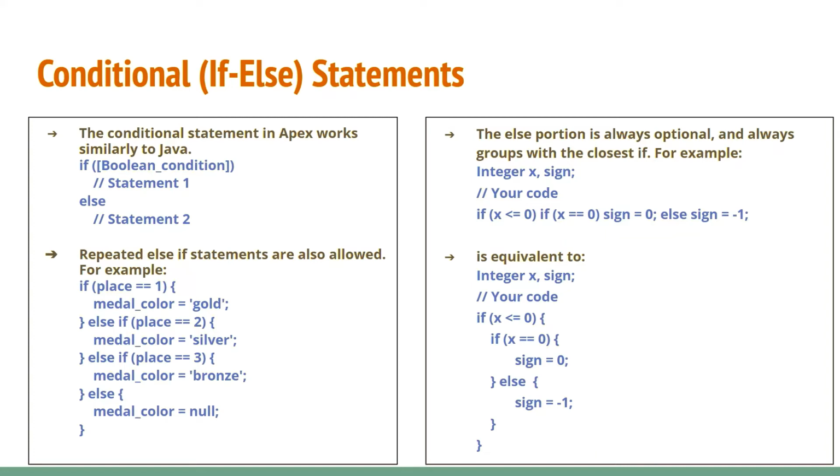The else portion is always optional and always groups with the closest if. For example, integer x, sign: if x less than or equal to 0, if x is equal to 0, sign equal to 0, else sign equal to -1, is equivalent to the same code with explicit braces. If x is less than or equal to 0, and x is equal to 0, then sign is 0, else sign is -1. So if x is 1 or 2, that is not equal to 0, in that case -1 will be returned.